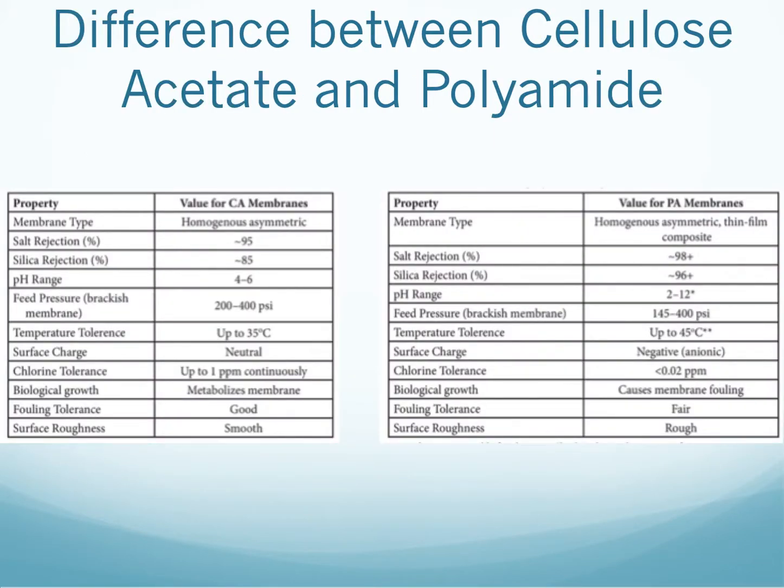The differences between cellulose acetate and polyamide can be seen here in these tables, and for cellulose acetate, the salt rejection can go up to 95%, while in polyamide it is up to 98%.